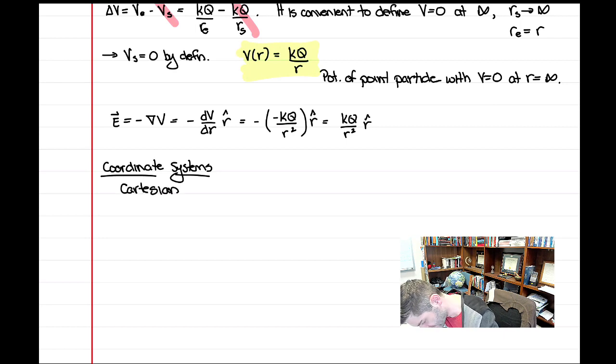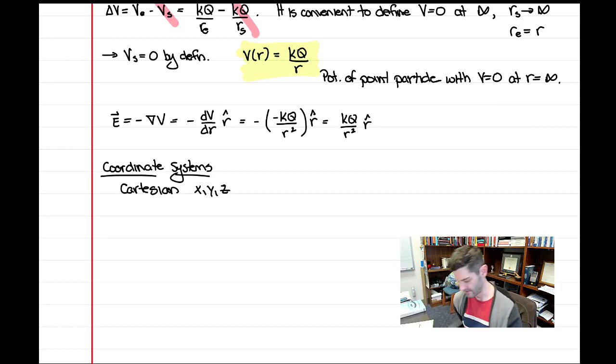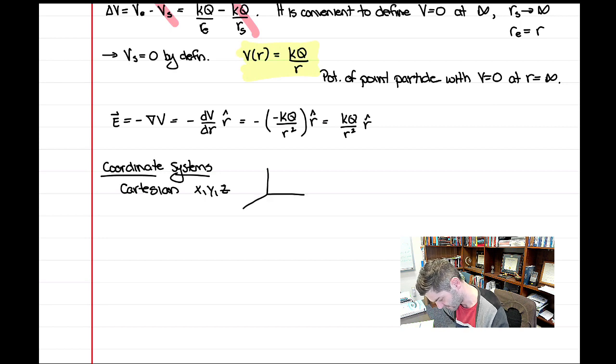So there's Cartesian, x, y, z, which is the most common. I guess maybe the simplest is the way I'll say that. X, Y, Z.